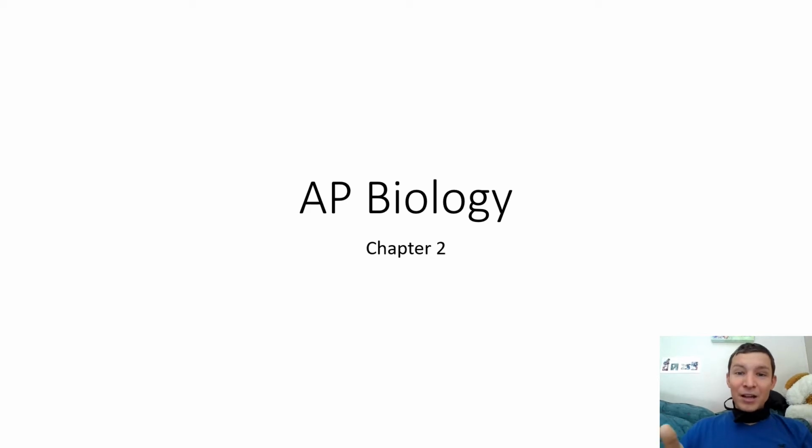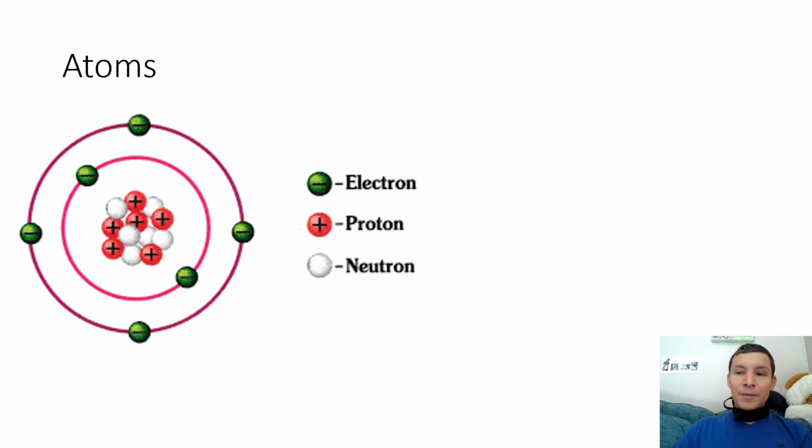Welcome to AP Biology. We are now in chapter 2. This is all about water and its properties and how that water is very important for different life processes. And when we're talking about water, we need to talk about the atoms that make it up. It's called H2O, so it has 2 hydrogen and 1 oxygen.